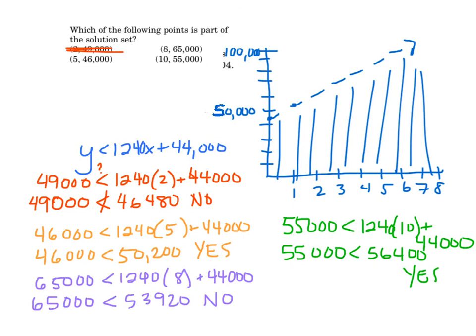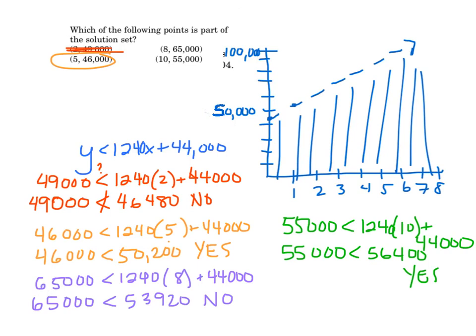Let's go through in color coding here. So the first one we found was not a solution. The second one, we plugged in the ordered pair. We did get a true statement because 46,000 is less than 50,200. If you look over here, 46,000 would definitely be in the shaded area. So we definitely say this is a solution.